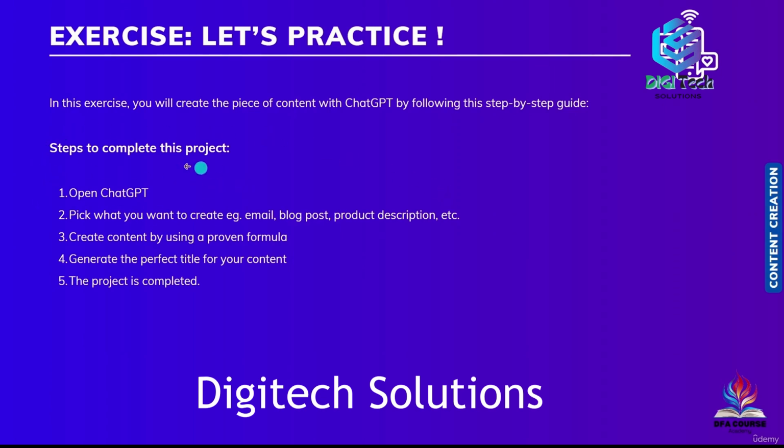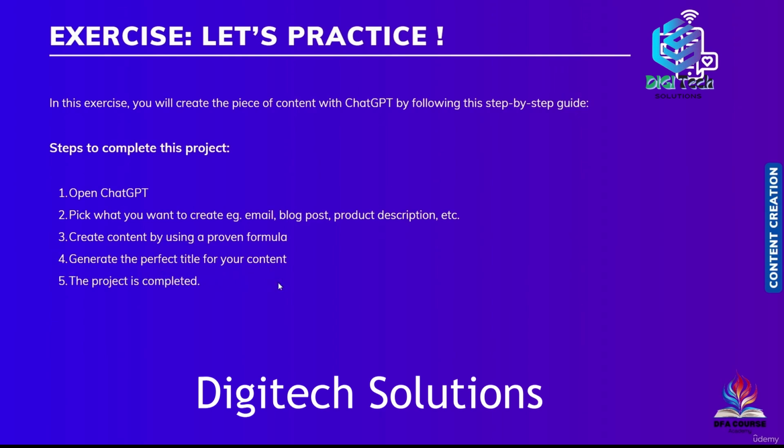First, we need to open ChatGPT. Afterwards, we need to pick the content that we would like to create. For example, again, it could be an email, blog post, product description, any article, and so on. Afterwards, we have step number 3, where we use our proven formula to create the content that we learned in this section. Next, generate the perfect title for our content.